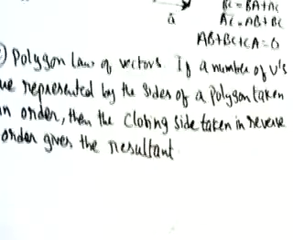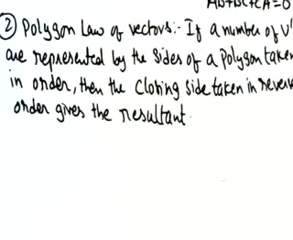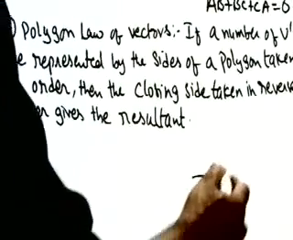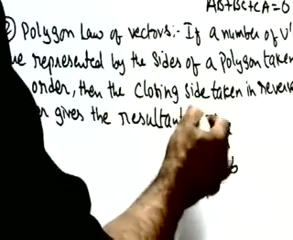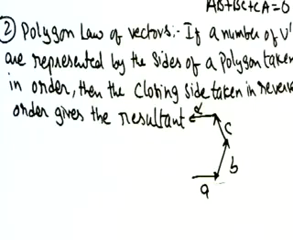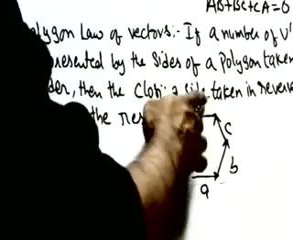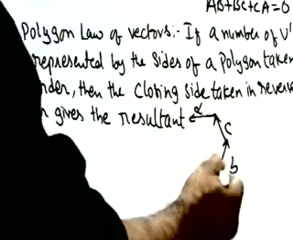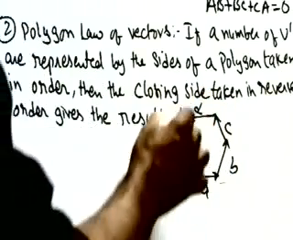Now, if we have more than two vectors, we will use the polygon law of vectors. So watch carefully. Suppose we have a number of vectors. Suppose this is vector A taken in order, then vector B, vector C, vector D. Now we have to add all these vectors. Polygon means any number of sides. So suppose we have to add vector A plus vector B plus vector C plus vector D, all taken in the same direction: tail, head, tail, head, tail, head, tail, head.